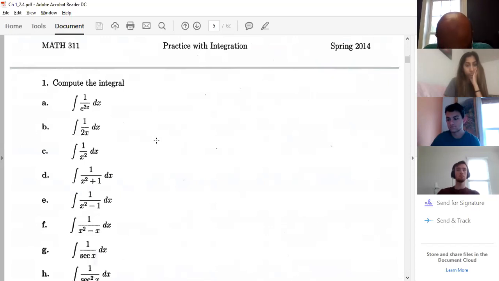This is the additional formula sheet. Sorry, not the formula sheet. We can say computational sheet. These are some integrations.